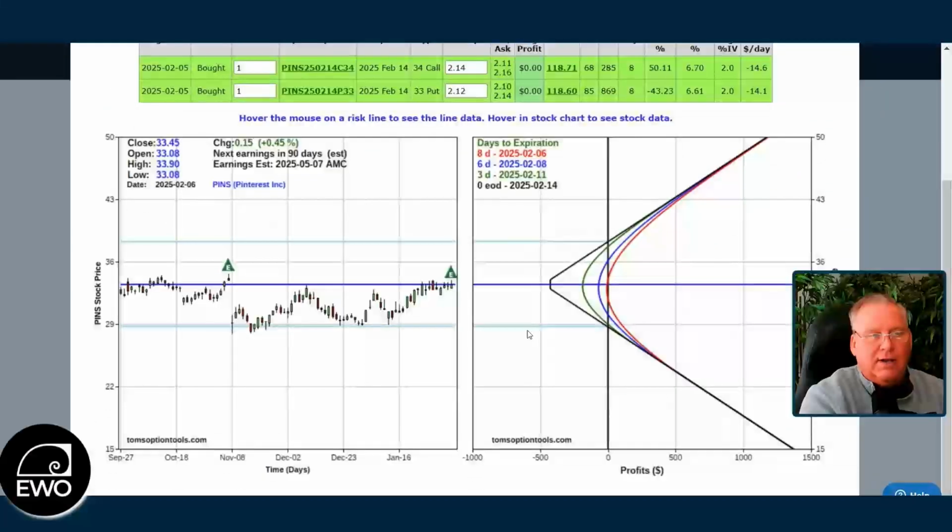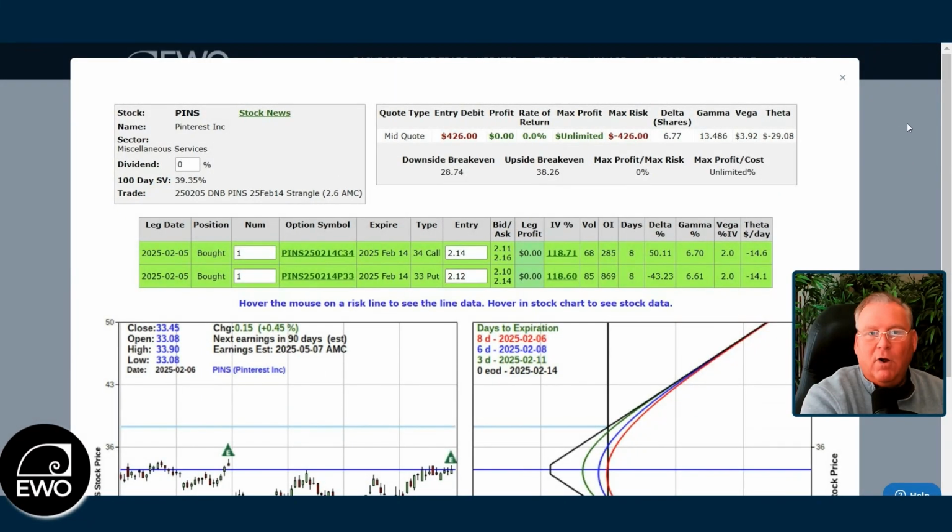Now, looking at the trade itself, the strangle, again, two different strike prices, same expiration cycle, same stock. So Pinterest, February 14th with the expiration. We bought the 34 calls and bought the 33 puts. The flat bottom here, you can see that. What we want is a big move out of the stock. We were heading right into earnings.